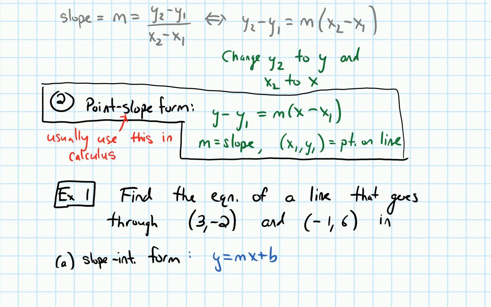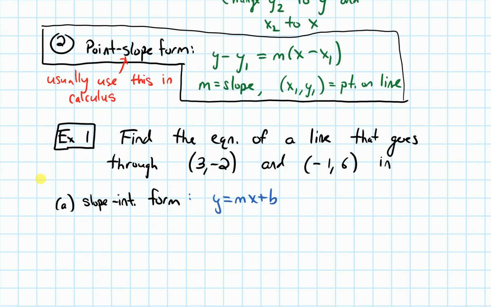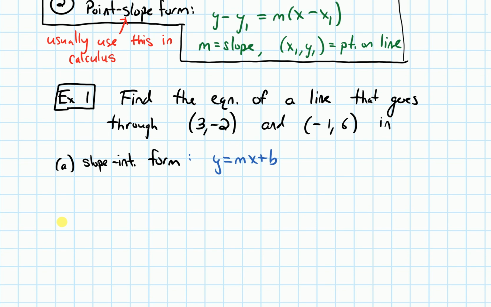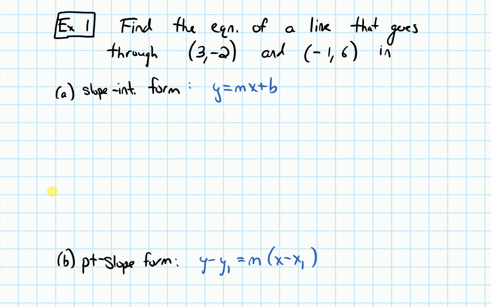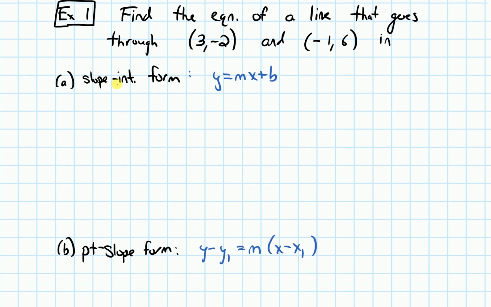All right, so let's do a quick example. So let's find the equation of a line that goes through these 2 points in slope-intercept form, and then let's also get it in point slope form. So slope-intercept form is y equals mx plus b. All right, so to get it in that form, let's first write down the slope. So the slope of the line connecting these 2 points.